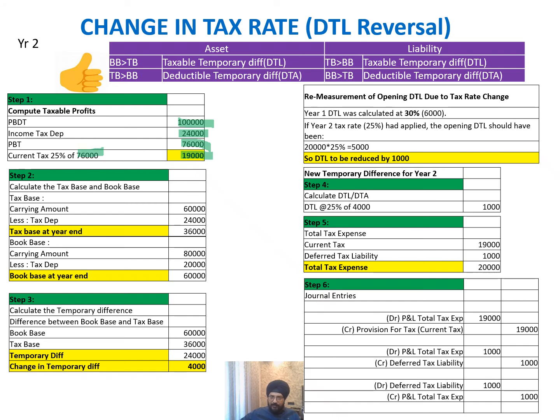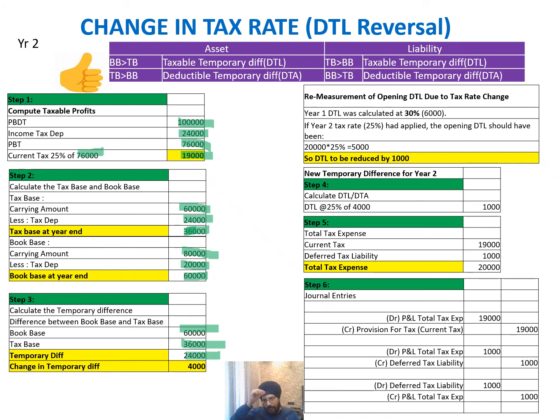We'll calculate the tax base and book base. My tax base is 60,000, which is the opening balance, minus 24,000 this year, so my tax base is 36,000. My book base was 80,000 because 20,000 was deducted last year and 20,000 is going to be deducted this year. So my book base at the year end is 60,000. My temporary difference is again a DTL because my book base is more than my tax base. My book base is 60,000, my tax base is 36,000, so my temporary difference is 24,000.